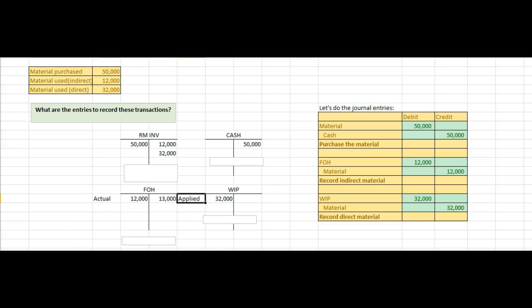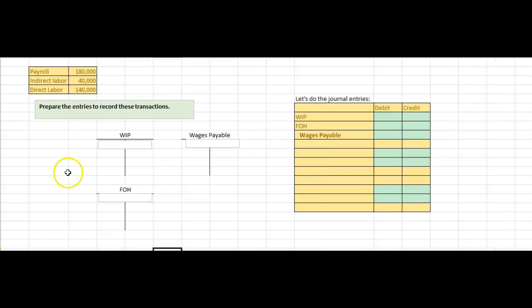I hope it's getting better. And now we are looking at payroll. We're going to do the same thing. Now, in 101, we did payroll payable, right? And that was a credit for 180,000.